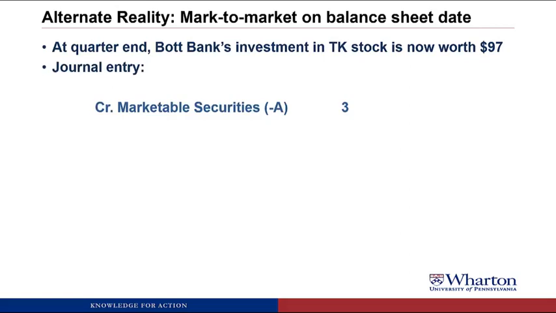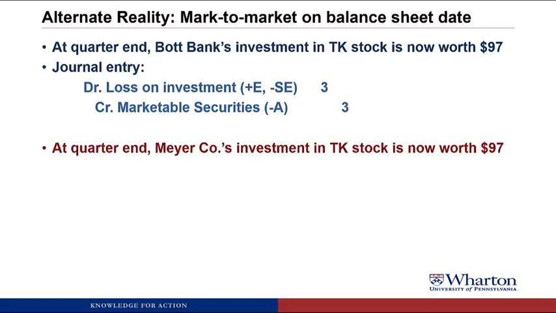So remember, we originally bought the marketable securities at 100. It's the balance sheet date. They're now worth 97. How do we get the asset account from 100 down to 97? We credit the account by 3. So the debit here is going to be a loss on investment, which will show up on the income statement. That's the plus E, and then eventually work its way to stockholders' equity through retained earnings. So under the trading securities method, we book this loss on the income statement.